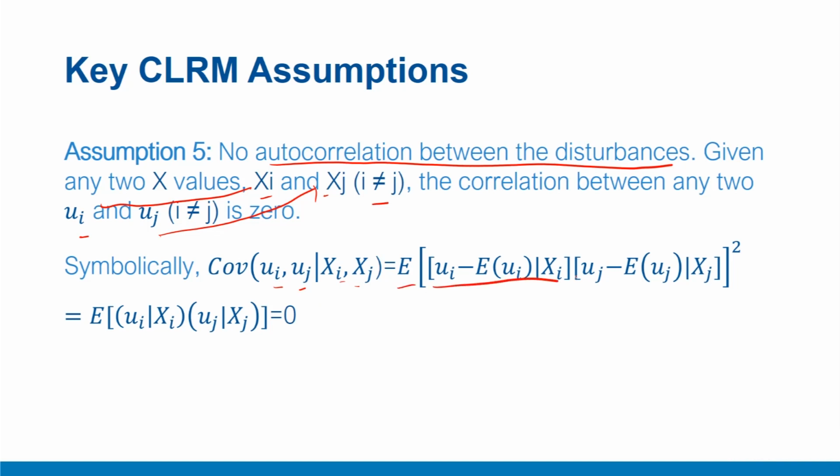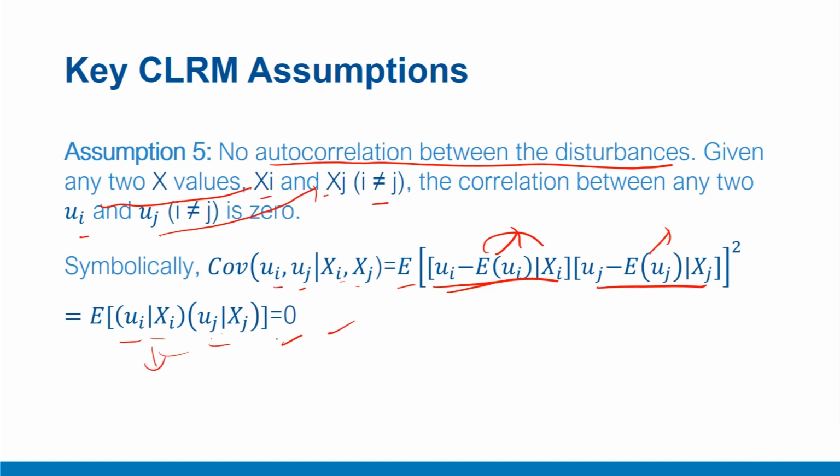is also equal to the expectation of this expression into this expression whole square, or the expectation of mu i given xi into mu j given xj. Because the expectation of mu i is anyway 0, and mu j is also 0, this simplifies to mu i given xi and mu j given xj, and this is equal to 0, which is also a way of saying that the correlation between mu i and mu j given xi and xj is 0.